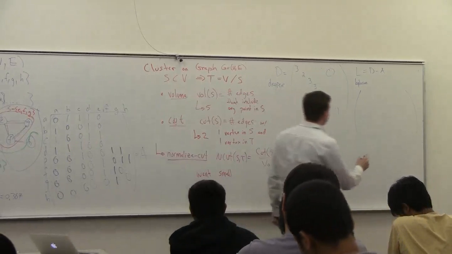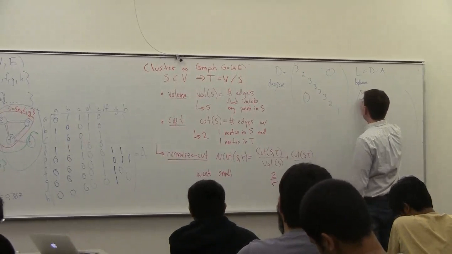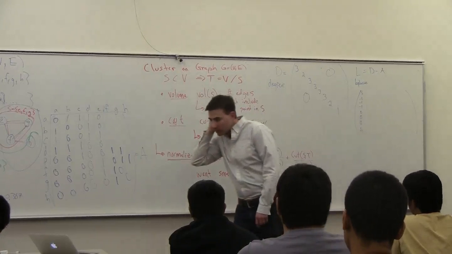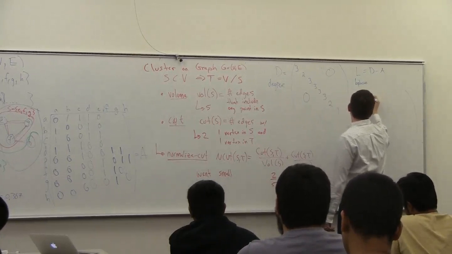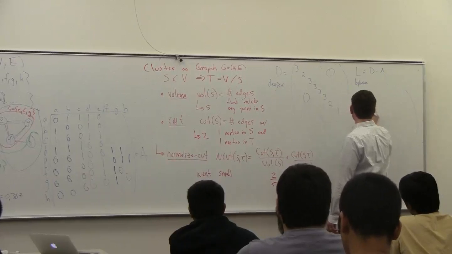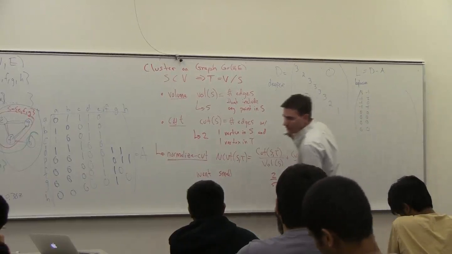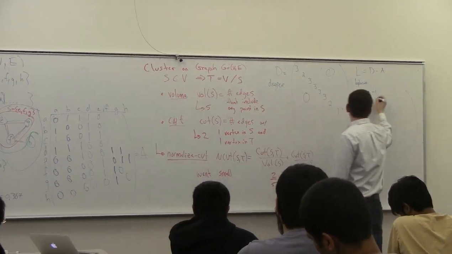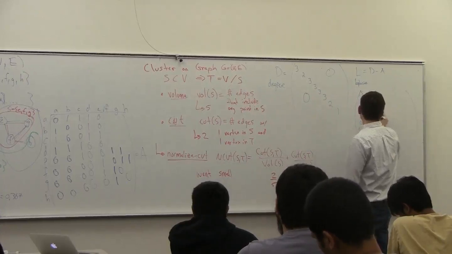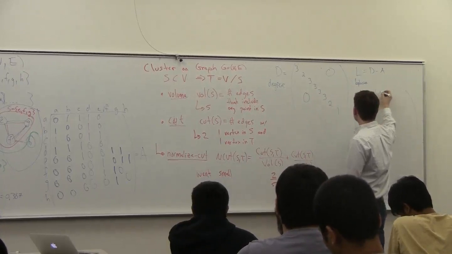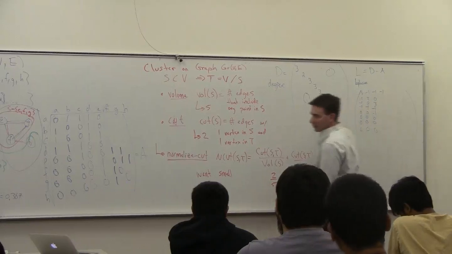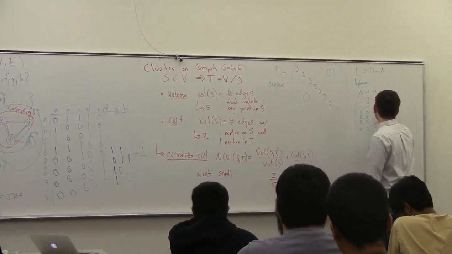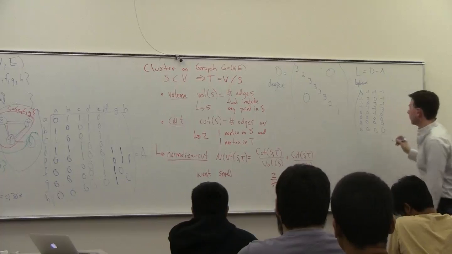So let's see. First column is 3, minus 1, minus 1, minus 1, 0, 0, 0, 0. Then we have minus 1, 2, 0. Minus 1, 0, 0, 0, 0. Minus 1, 0, 3. Minus 1, minus 1, 0, 0, 0. And this is going to be minus 1. This is for vertex D. Minus 1, minus 1, 3, 0, 0. It's just like the negative of A.